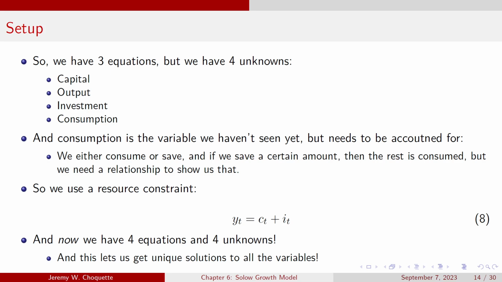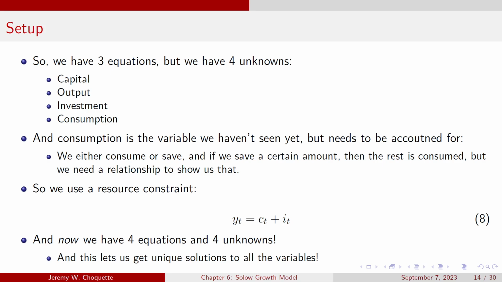Just remember, we can either consume or save. And if we save a certain amount, then the rest gets consumed. But we need a relationship to explain that to us, right? You can't just say, oh, well, it is as it is, and then assume everything will work out mathematically. It won't. You need an equation to say it. So we use what's known as a resource constraint, Y equals C plus I. Now, does that look a little familiar? Maybe add a plus G at the end of it: Y equals C plus I plus G. Oh, that's GDP, isn't it? Yep. Kind of cool, isn't it?